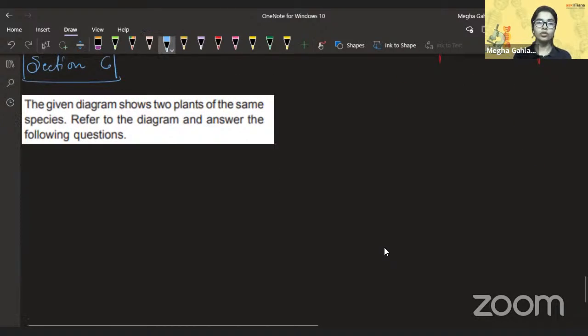Now we are going to talk about the diagram of the two plants and how exactly the two plants are of the same species, right? Same species means both belong to the same category of plants. Here we go.